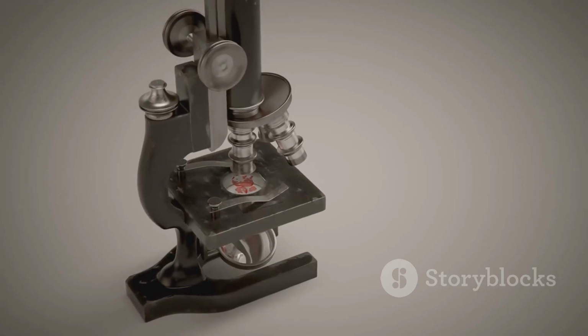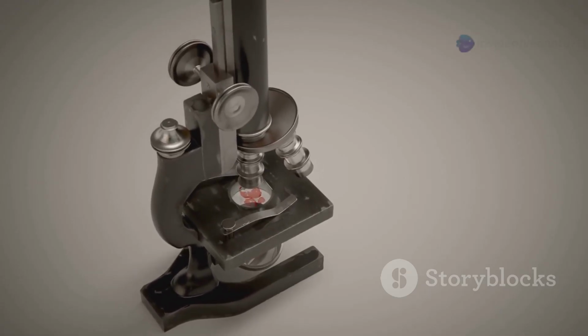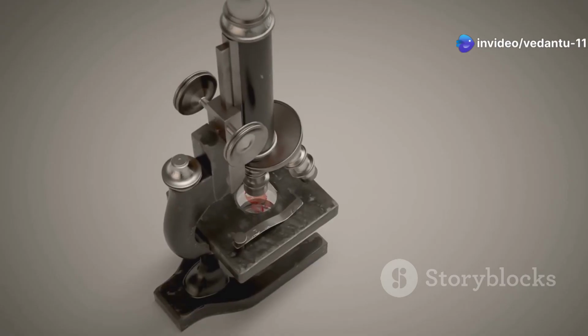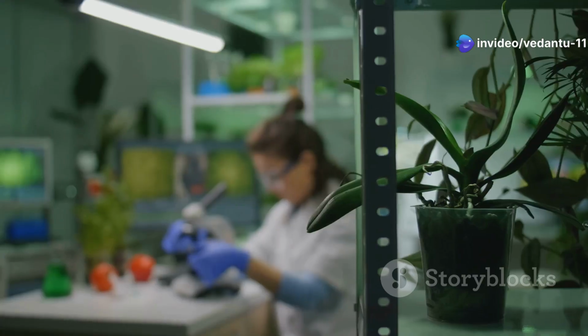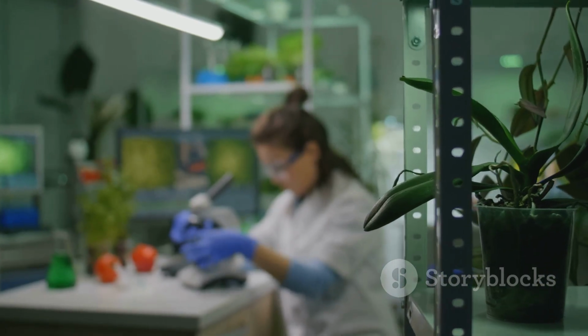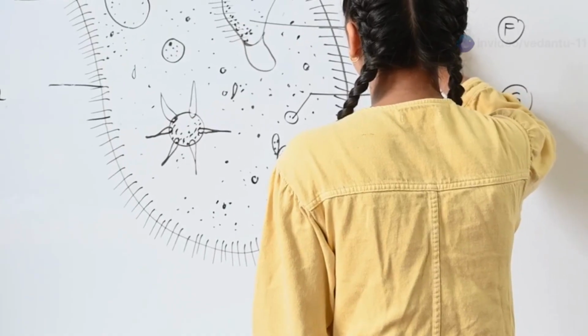Now let's rewind to some history. The first person to actually see a cell was Robert Hooke. He used a microscope and saw tiny compartments in a slice of cork, which he called cells. Pretty neat, right? Later, scientists like Schleiden and Schwann observed plant and animal cells and realized that all living things are made of these building blocks. That led to the famous cell theory.